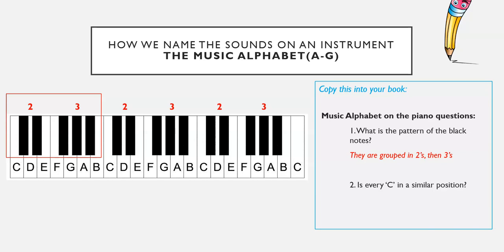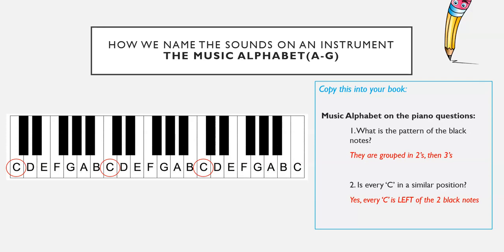And that should lead us on to question number 2. Is every C in a similar position? It's a bit of a weird question, so I'll go through the answer. Yes, every C is left of the 2 black notes. So if we go to these 2 black notes here and look just to the left of them, you'll see that's where C is. Let's go to the next 2 black notes, and C is on the left of those 2 black notes. And that is the same for every C on the keyboard. They are left of the 2 black notes.